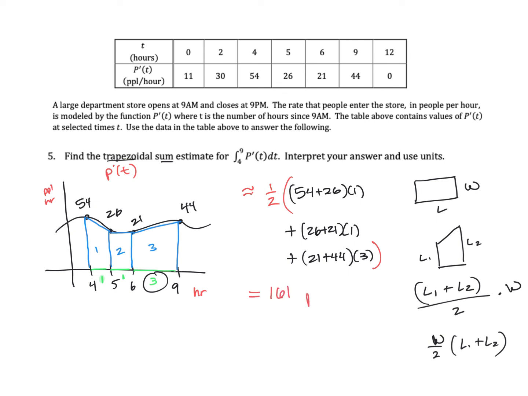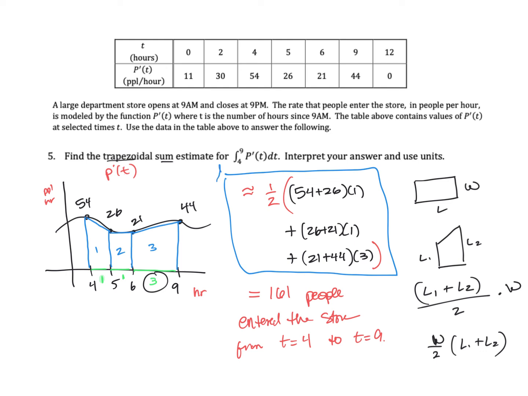And what are we talking about? People again, who entered the store from time equals 4 to time equals 9. The most important part of this is showing these sums. If you don't have a calculator and you didn't want to do this, you don't actually have to, as long as you show the sums. All right, have a great day.